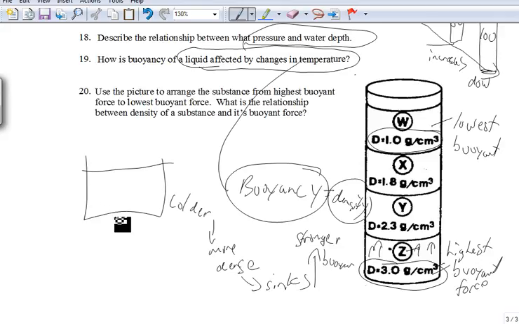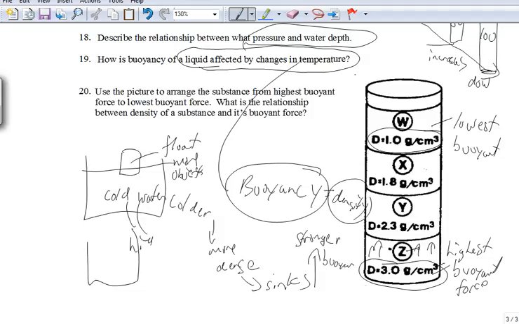So let's talk about floating. In cold water, you are able to float more objects because the density of cold water is higher. If we had hot water, let's say water at 60 degrees Celsius, it is less dense, then it won't float as many objects.